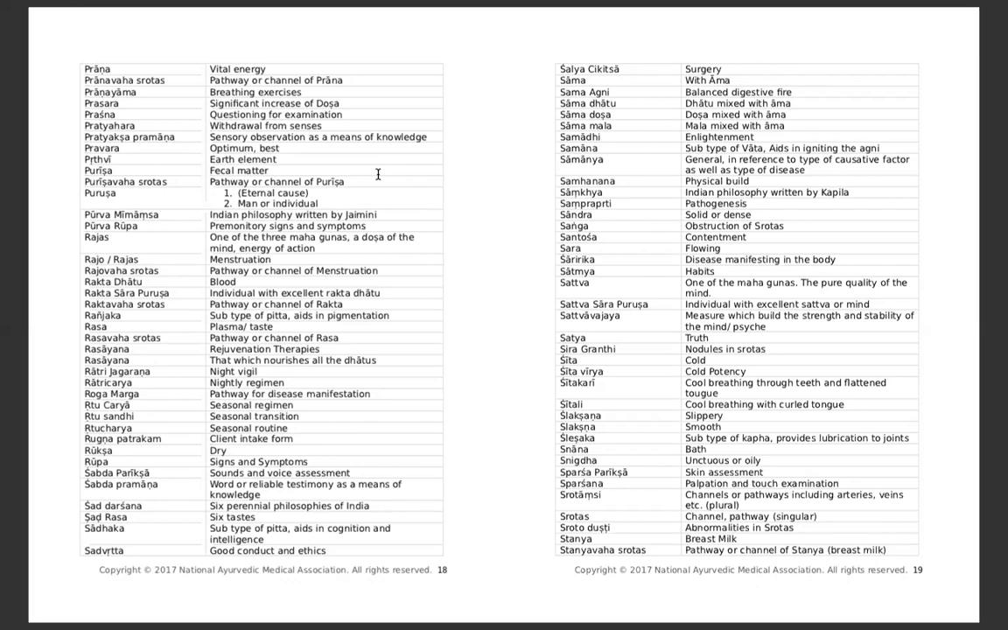I know you won't. Purva Mimamsa, Purva Rupa, Rajas. Rajo Vaha. Again, Rajas becomes Rajo Vaha. Rajo, it's a Sandhi rule. Rajo Vahasrotas, Rakta Dhatu, which is the blood, Rakta Sara Purusha, Rakta Vahasrotas, Ranjaka. Ranjaka is a subpitta.